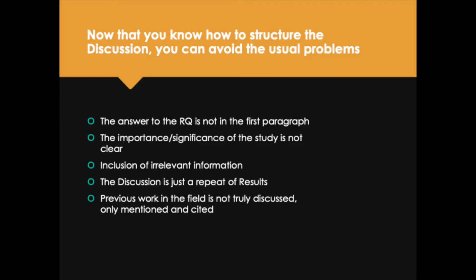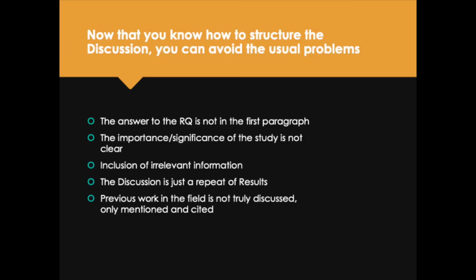Another common mistake I see frequently is that the discussion is not really a discussion. It's just rehashing the results. It's repeating the results section, maybe with different wording, but it's basically just going over the results again. So make sure you're not just repeating the results, but you are doing comparisons and contrasts with previous studies, and in a specific way, not just saying our results are similar to the results of this previous study, but explain why they're similar, how they're similar, and what that means, why it matters in the context of your study. And so that's what I mean by that final bullet point, that previous work in the field is not truly discussed, it's only mentioned and cited.